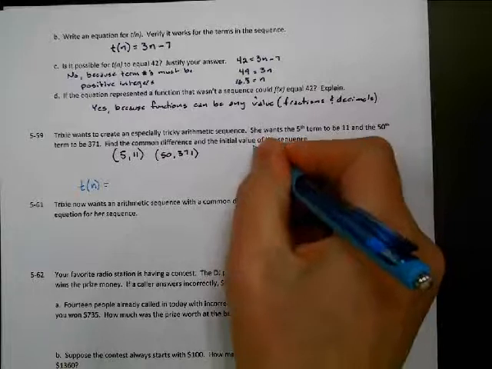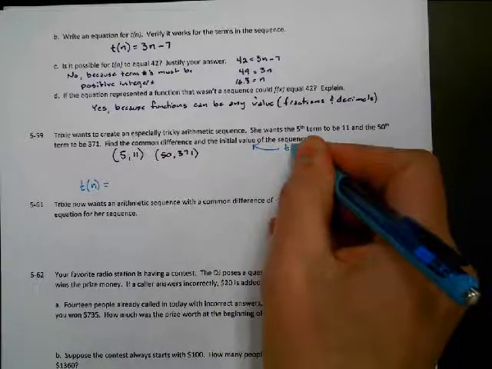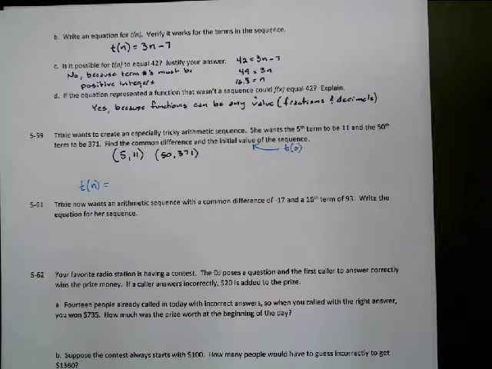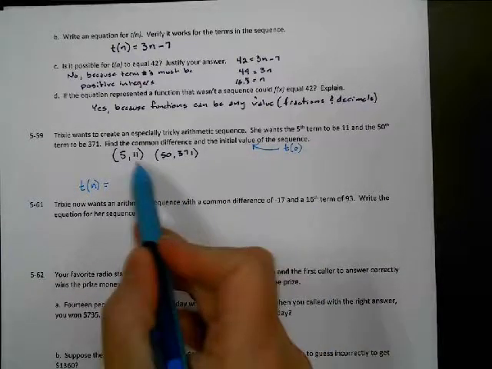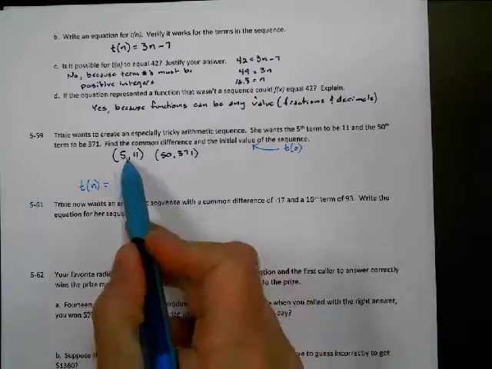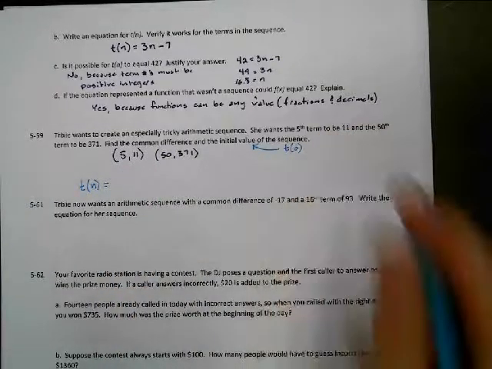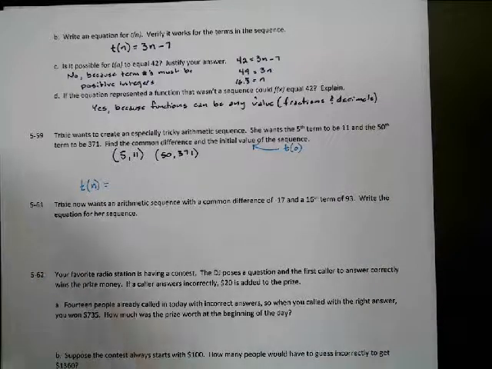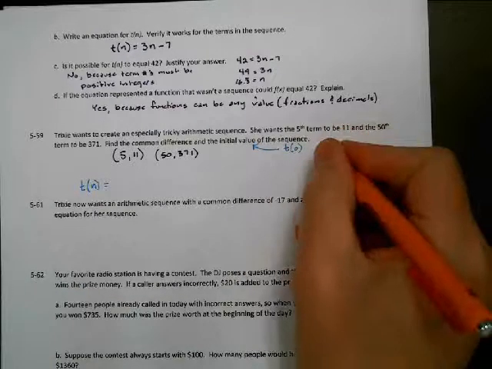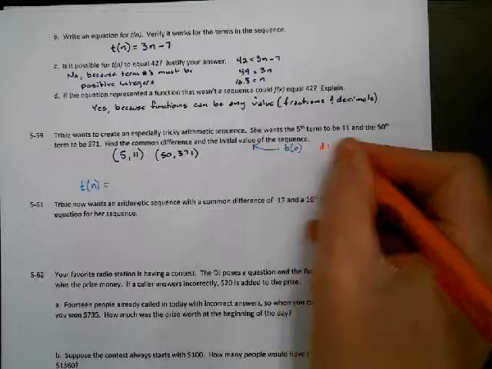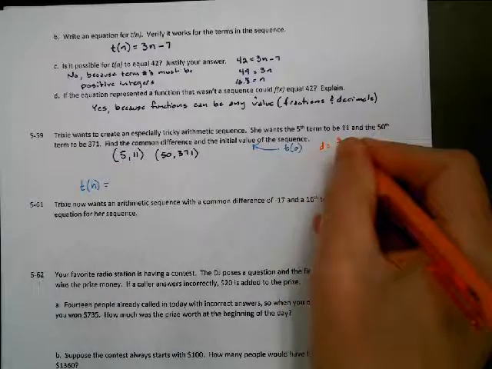So that's the y-intercept. And then the common difference, which would be the slope. Well, we can find our slope because we have 2 points here. 5th term's 11, 50th term's 371. So I can say that the common difference is going to be 371 minus 11 over 50 minus 5.